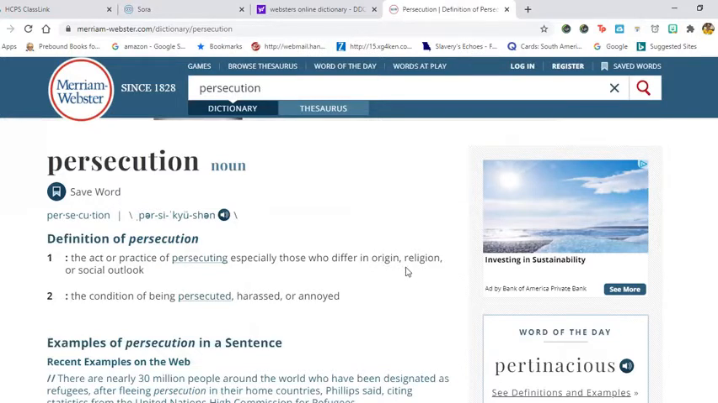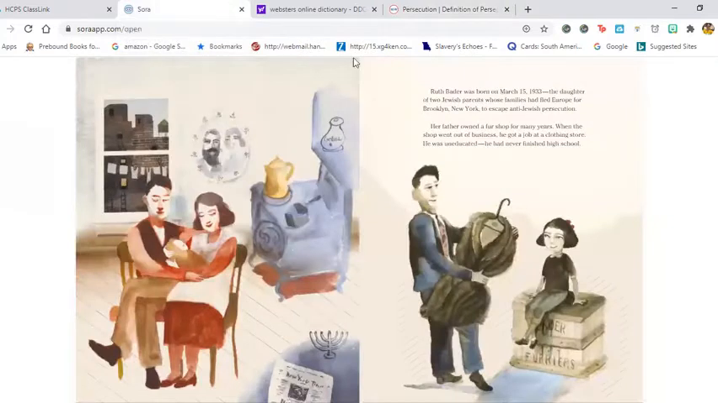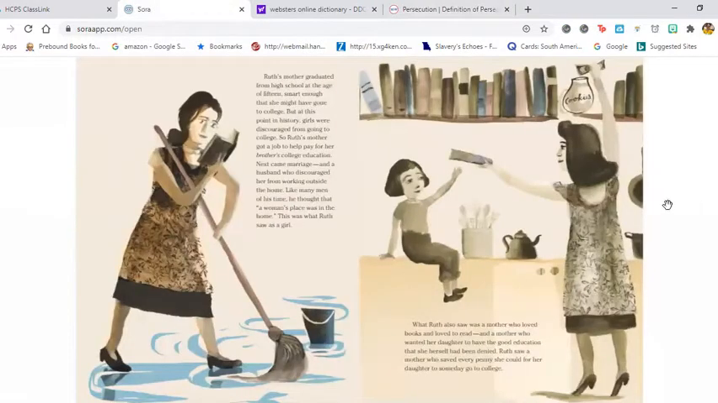Ruth's mother graduated from high school at the age of 15, smart enough that she might have gone to college, but at this point in history, girls were discouraged from going to college. So Ruth's mother got a job to help pay for her brother's college education. Next came marriage and a husband who discouraged her from working outside the home. Like many men of this time, he thought that a woman's place was in the home. That was what Ruth saw as a girl.